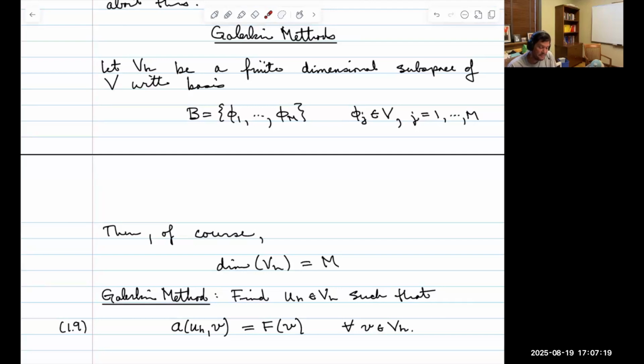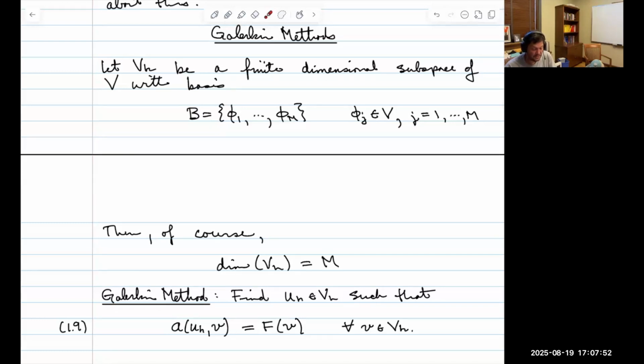Well, really, to be truthful, we're going to talk about something called Galerkin methods first, and these work out to generalize what are called finite element methods. All right, so let V_h be a finite dimensional subspace of V with this basis. Well, if I'm a subspace of finite dimensions, then how can I be guaranteed that it's going to have a finite basis? Well, that's kind of a tautology, really.